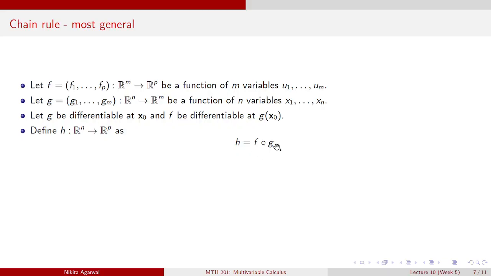Now you define h going from R^n to R^p as h equal to f composed with g. This also makes sense because g starts on R^n and goes to R^m, and then when you apply f, that takes R^m to R^p. Therefore, h goes from R^n to R^p. That's how composite functions are defined, right?